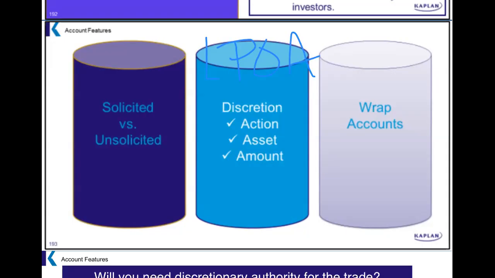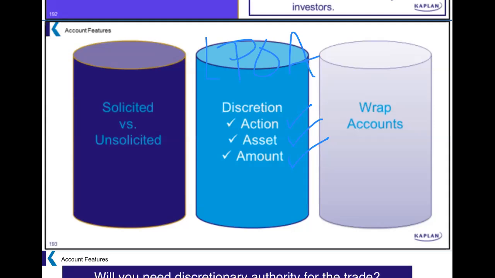Let's say that you call me and you say, Emma, will you buy me 100 shares of XYZ's common stock? You've named all three A's there. Therefore, I would not need that limited power of attorney, that discretionary authority over your account in order to complete this trade.